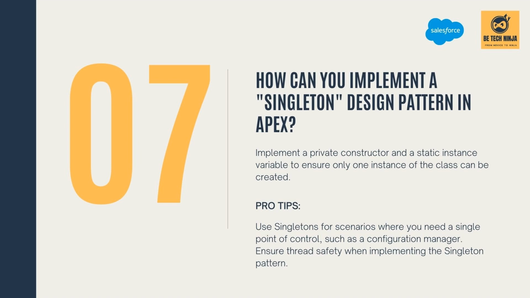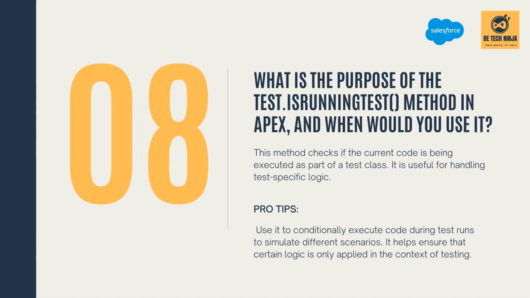Let's move on to the next question. What is the purpose of the Test.isRunningTest method in Apex, and when would you use it? This method checks if the current code is being executed as part of a test class. It is useful for handling test-specific logic.